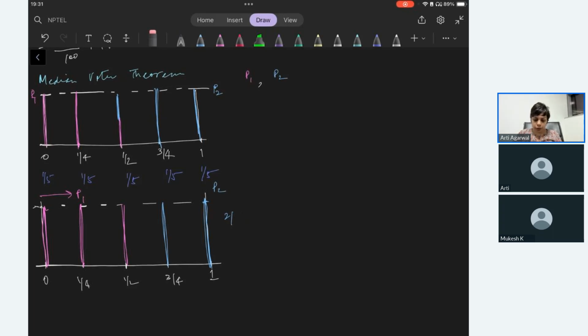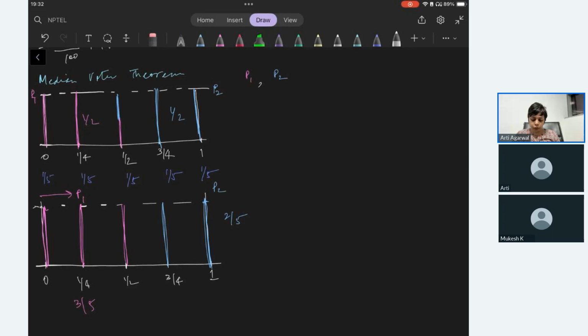The vote share of P1 is now 3 by 5. He has increased his vote share, isn't it? In the previous problem, this was half and this was half. They were both getting half. Now he's getting more. So by a similar logic, if you think P2 will also use the same rationale, he will also want to move to 3 by 4.